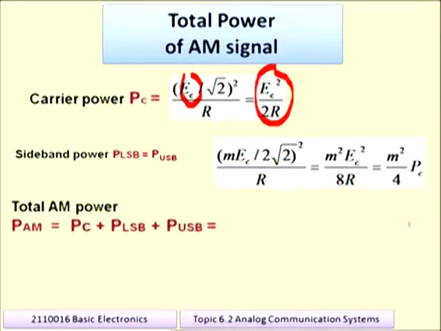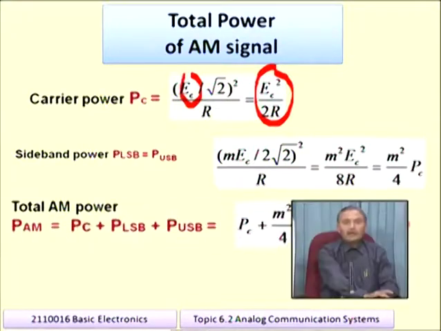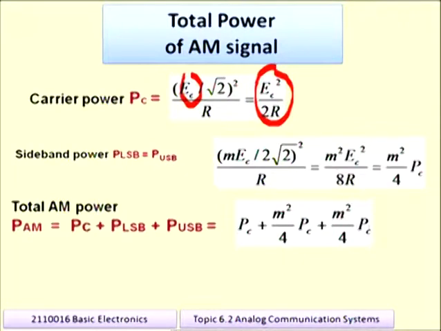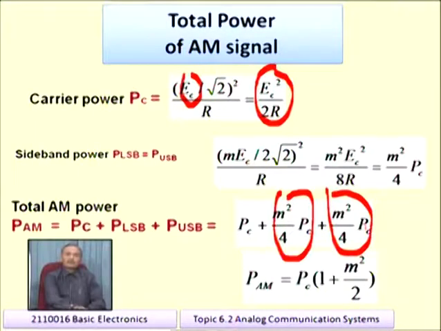Now we have one carrier signal and two sidebands. You can see that this is the carrier power, this is the power of lower sideband, this is the power of upper sideband, and if you add all of these together, you will get the total modulation power that is equal to PC into 1 plus M square by 2. So this is the final equation for radiated power by amplitude modulation.